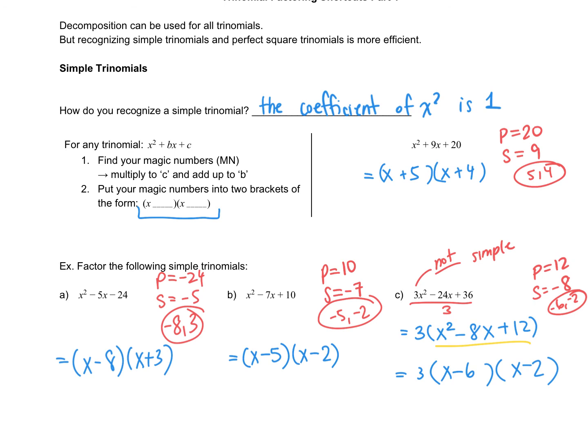So for simple trinomials, the coefficient of x squared is 1. You'll set up your product and sum the same way as with decomposition, but instead of taking that decomposing step, you're going to jump to your brackets, start each bracket with the appropriate variable, and add in your magic numbers, 1 in each bracket. And if you're uncertain of your answer, you can always do a quick distributive property on the side to make sure if you were to expand your factored form, you get back to the original expression. And that's it.